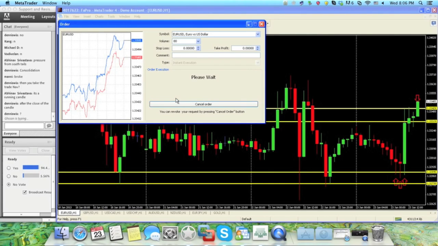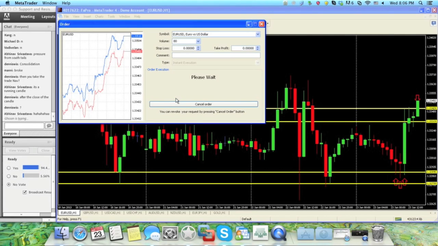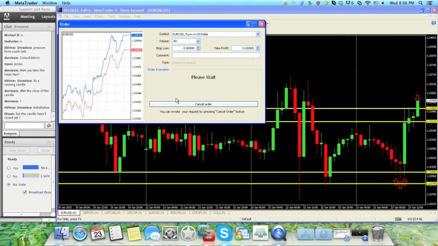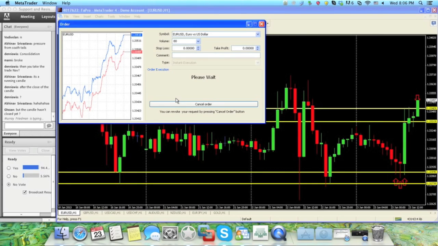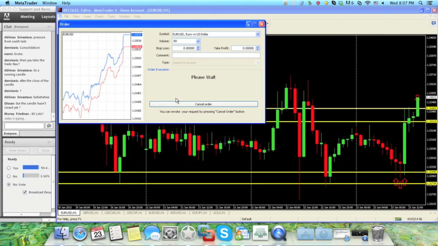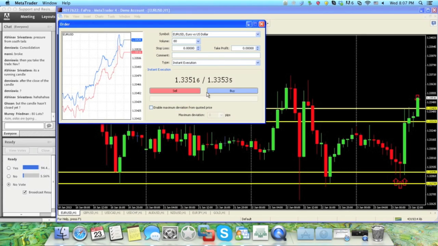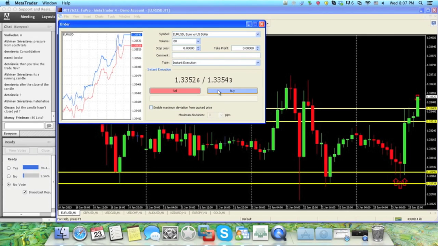Whenever it executes. Apparently, even demos can open large amount of lots. Very good point, Hassan. The candle hasn't closed yet. Yes, that is very true. Should always wait for a candle to close, okay, to understand the movement.